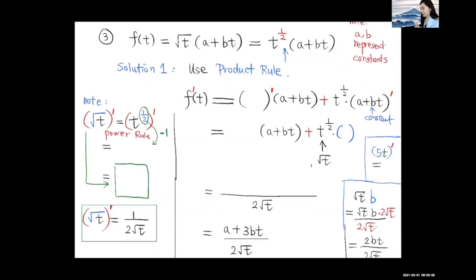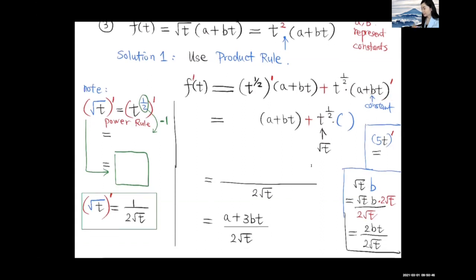Now let's do it 2 different ways, okay? The first solution, we're going to use the product rule because this is a product. It's a product of this function with this function. So we're going to differentiate the first function, t to the 1/2 power, times the second function, adding the first function times the derivative of the second function. Okay, that's the product rule.